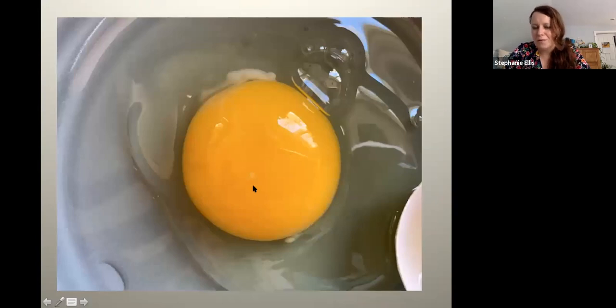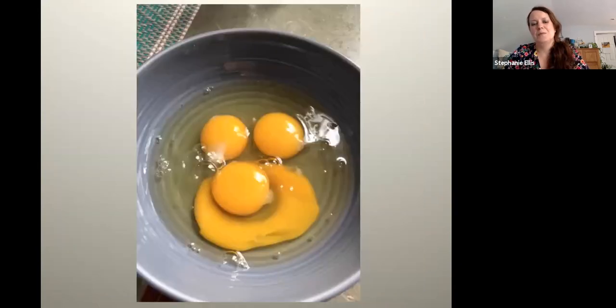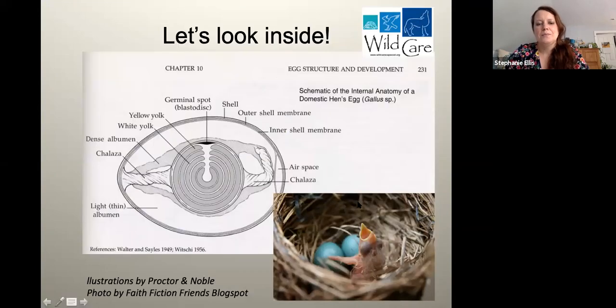This is a chicken egg from the grocery store, so not fertilized. See this little white spot here? That is where the chick develops from, if you can imagine that. If this was brown, like if I got this from a friend's farm and they had roosters and it was brown, that would tell me that it is actually fertilized. And that's where the chick will develop from. So that's called a blastodisc when it's not fertilized. When it's fertilized, it's called a blastoderm.